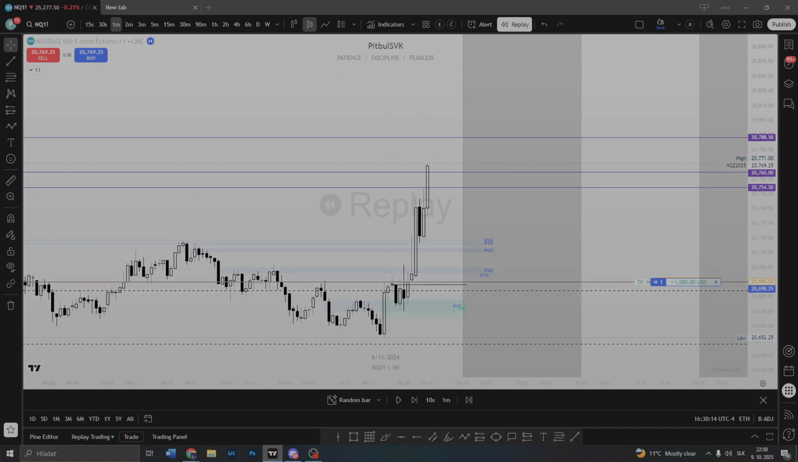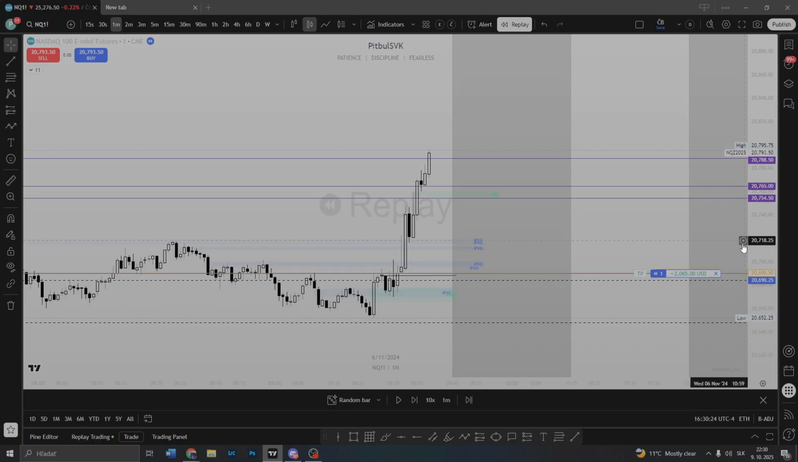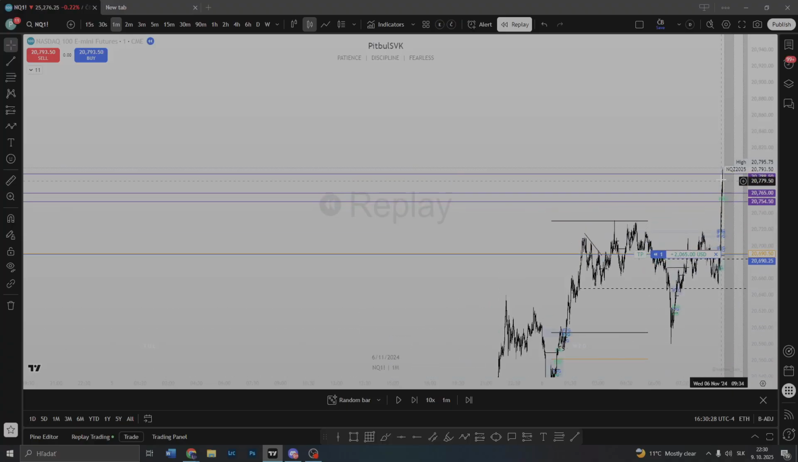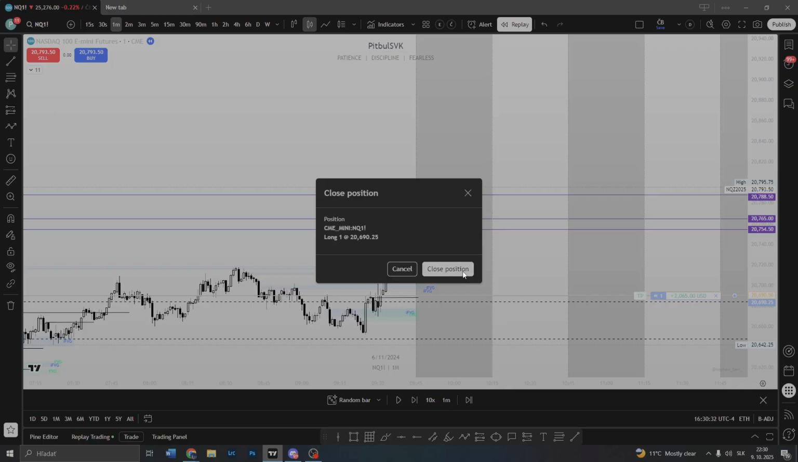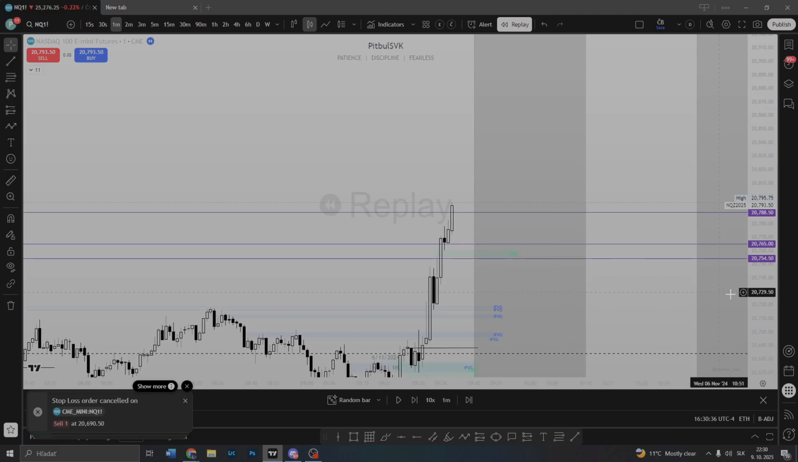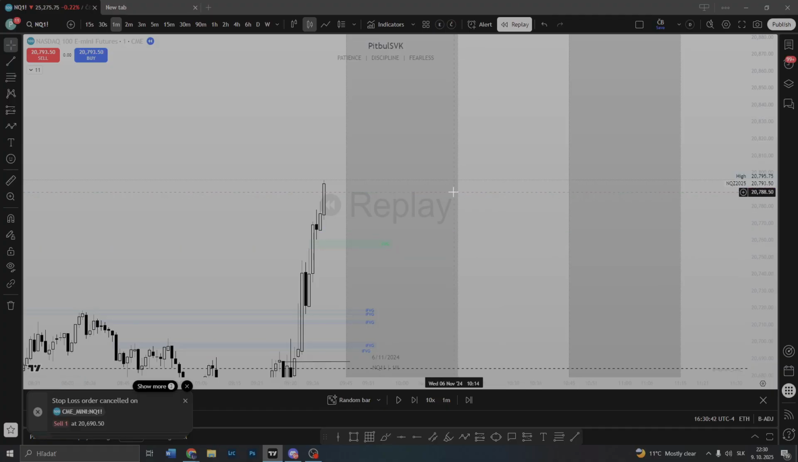Now we're actually taking the liquidity. Okay, so now basically, the main target that I had was taken, so we can close the trade right here. Nice. I will also take off these liquidity points right here.